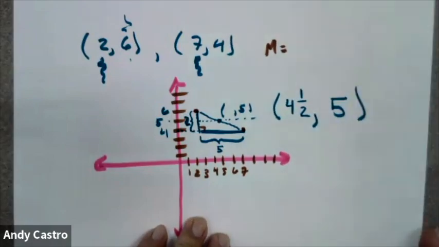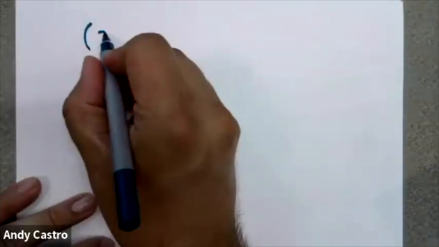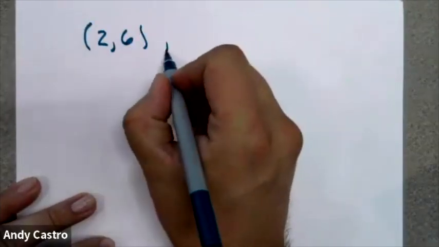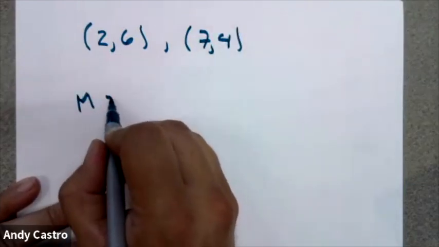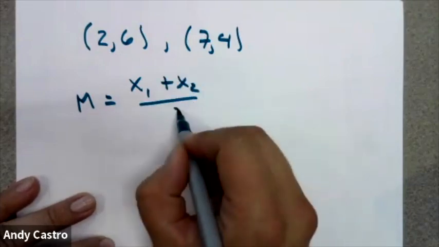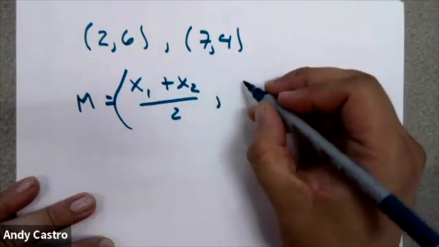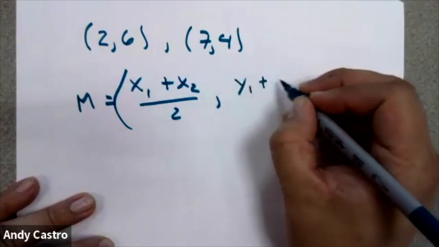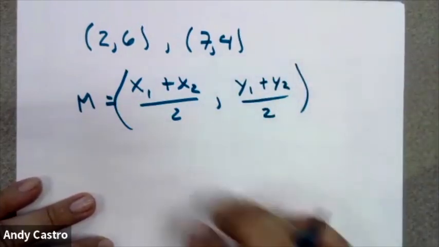All right, I'm going to rework that one, except I'm just going to use the formula. So you can kind of see that the formula gives us the same thing. You can solve it either way. 2, 6 is the first point, 7, 4 is the second point. Midpoint formula: we add the x components together and divide by 2. That's my x portion, and then we take the y components and divide by 2, and that's the y portion with the comma in the middle.